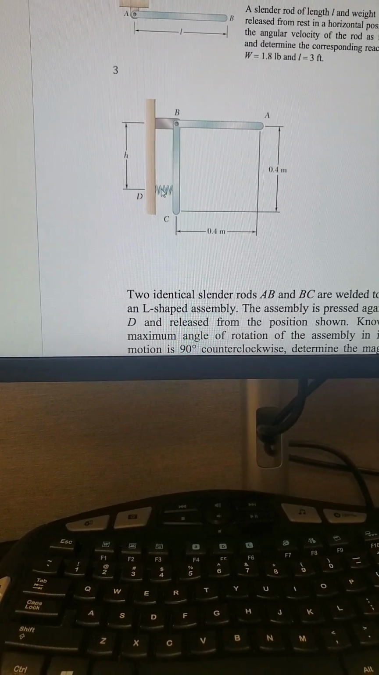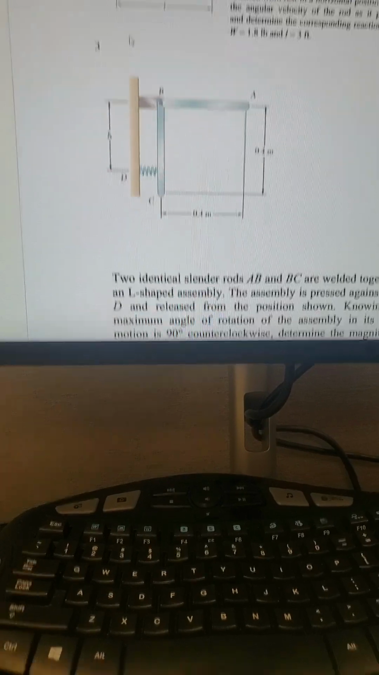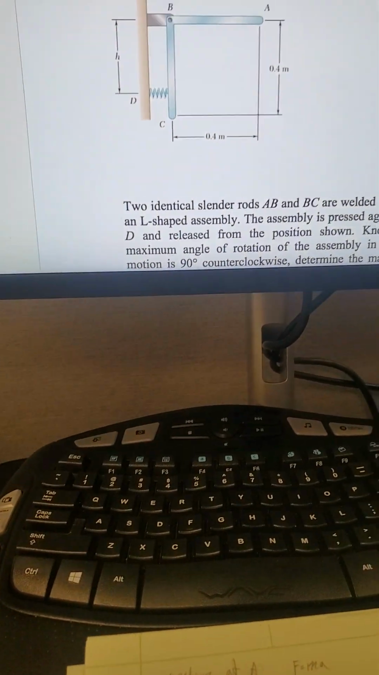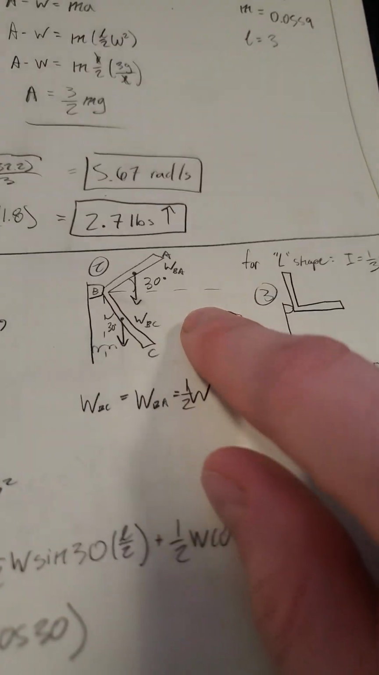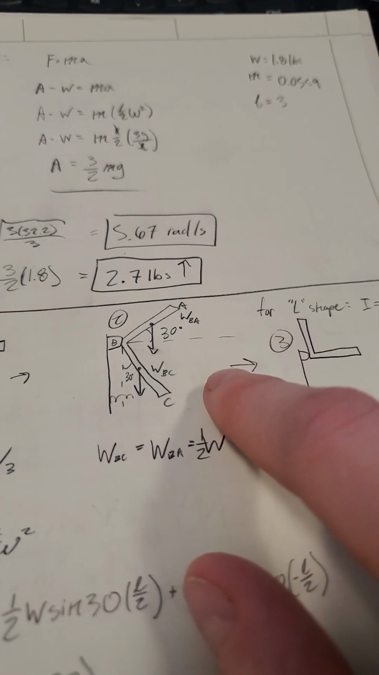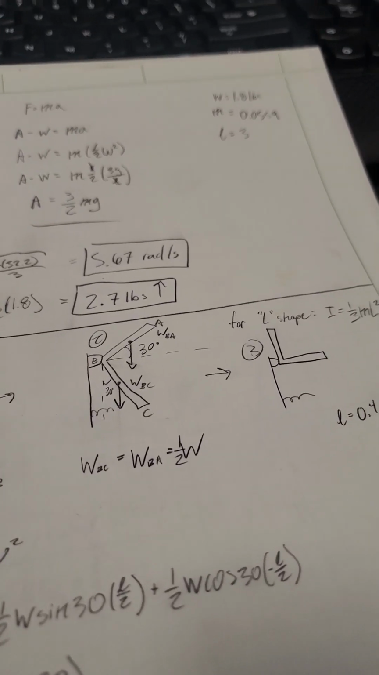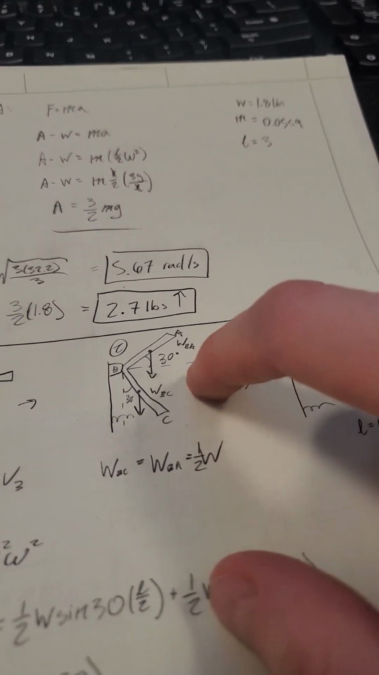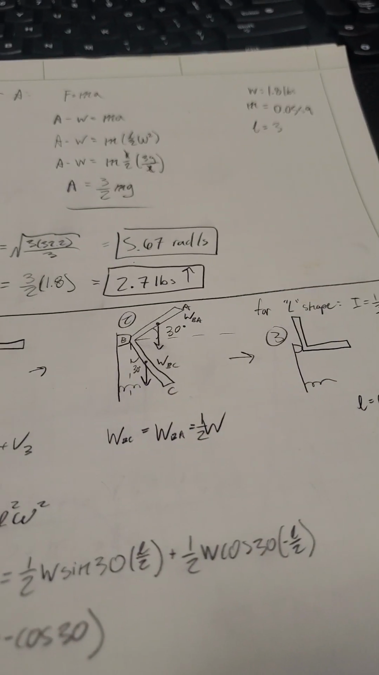Pretty much the spring is released and it moves it up to where AB is 90 degrees. So this one was a little tricky to figure out, but what you have to do is treat the x-axis as like the neutral point, where you're going to calculate the work done as it moves from 1 to 2. So this lower one, actually I'll start with the upper one.